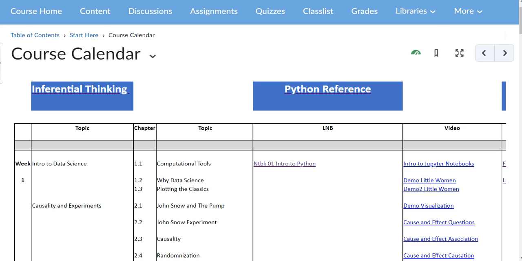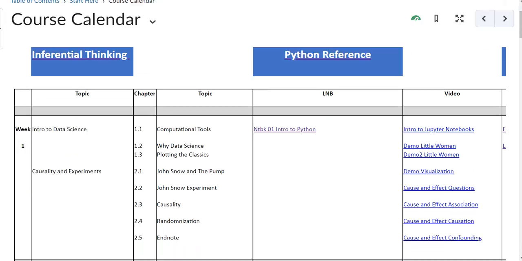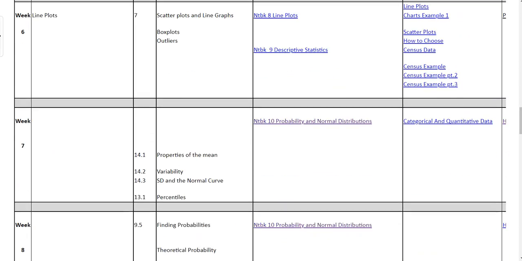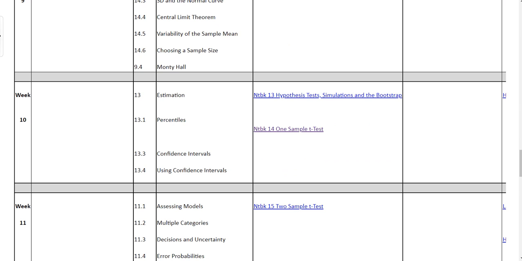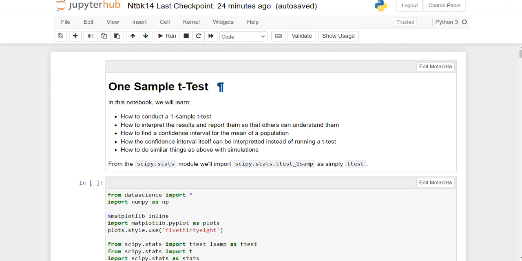Good morning, everybody. I've already jumped into the course calendar because I am going to go down to Notebook 14. So if you scroll down into the week 10 area, you'll be able to see Notebook 14, which is about one sample t-tests. Okay, so this is what we're going to be talking about.